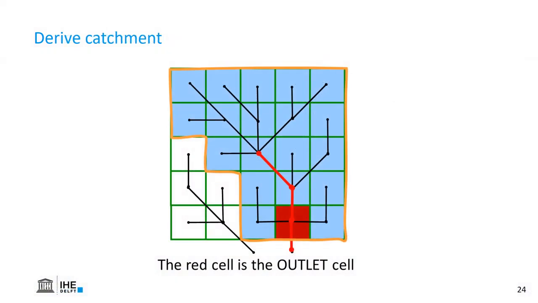So here we define the red cell as the outlet, and the algorithm can then define the catchment based on the flow direction, the stream link. So the blue area is the catchment area, in orange the drainage divide, and all the water that falls within that area drains towards the outlet, to the red cell.